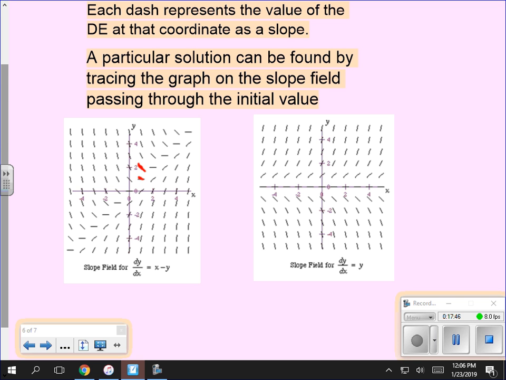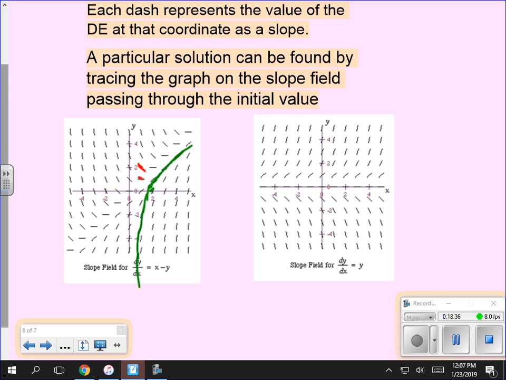When you're talking about a particular solution, you pick a coordinate that you want to go through. Let's say I want the particular solution that passes through the point 2, 0. What I do is trace from that point following the slope field. When I go up, it goes like this and then becomes kind of asymptotic. And as I go down, it goes down like that. That's the particular solution that passes through that point. Doing it by hand, that's all you can do. Your calculators and computers will do it a little more exactly, but they do essentially the same thing. They just have a very complicated algorithm that computes it for you.